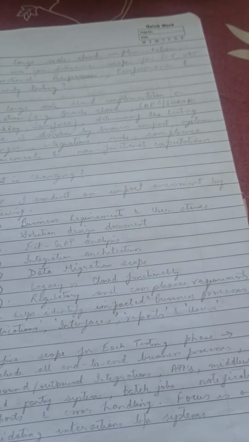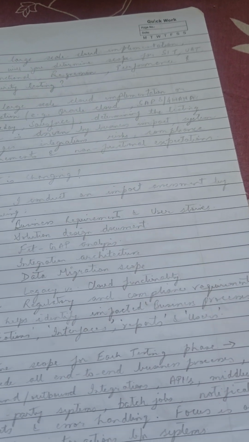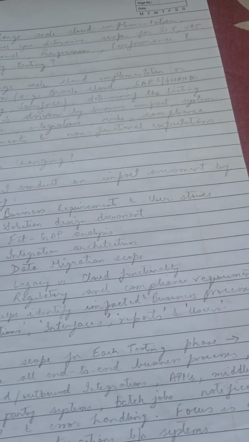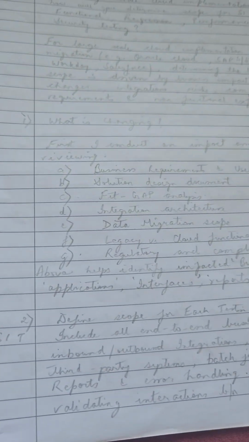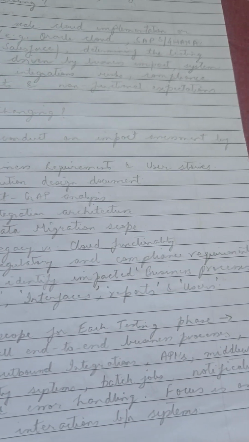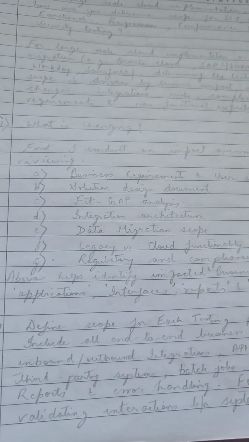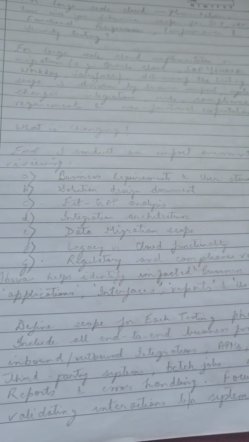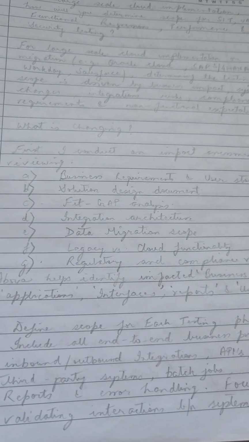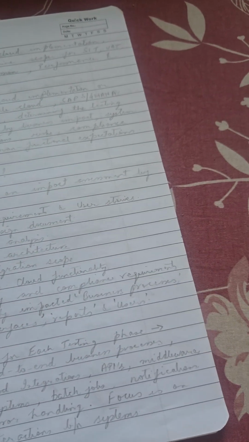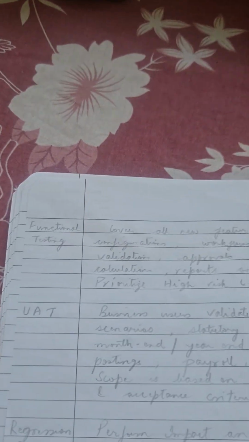The next point is how would you define the scope for each testing phase? SIT includes all end-to-end business processes, inbound and outbound integrations, APIs, middleware, third-party systems, batch jobs, notifications, reports, and error handling. Focus is on validating interactions between systems. That's for SIT.